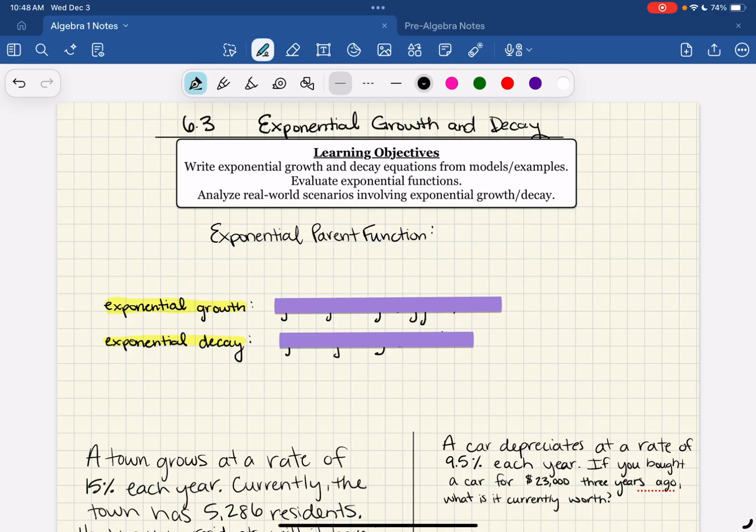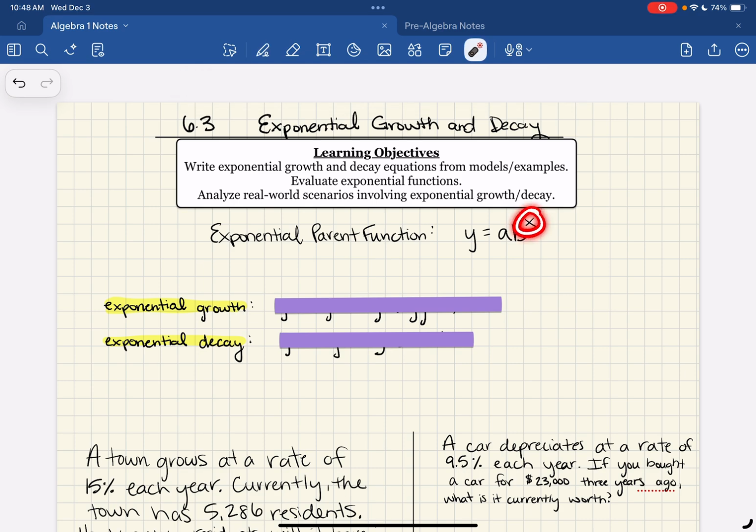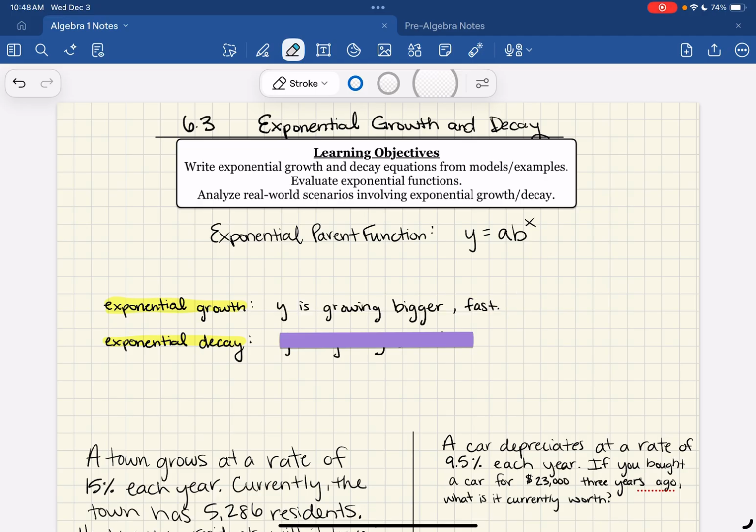Does anybody remember what the exponential parent function that we learned last week is? Good. It's y equals ab to the x. It's an exponential function because x is in our exponent. All right, so exponential growth. What does growth mean? Growth means that we're going to be growing, right? It means we're going to be getting bigger. And when we grow exponentially, we grow really, really big, really, really quickly. So that means that our y value is getting really big, getting big really quickly.